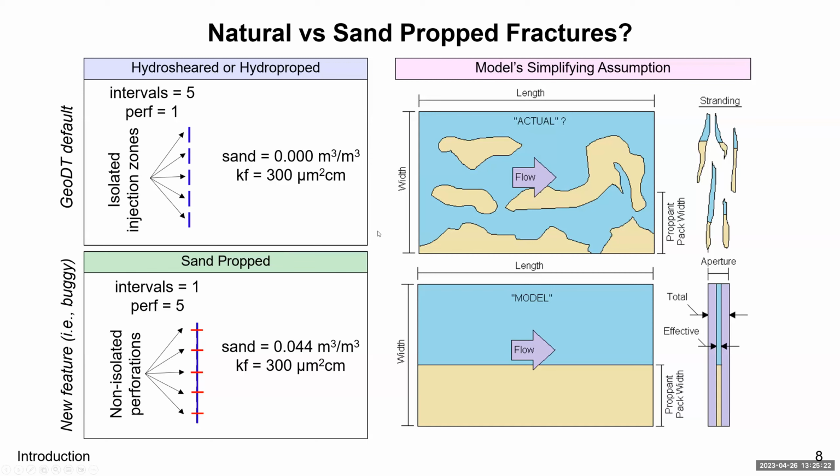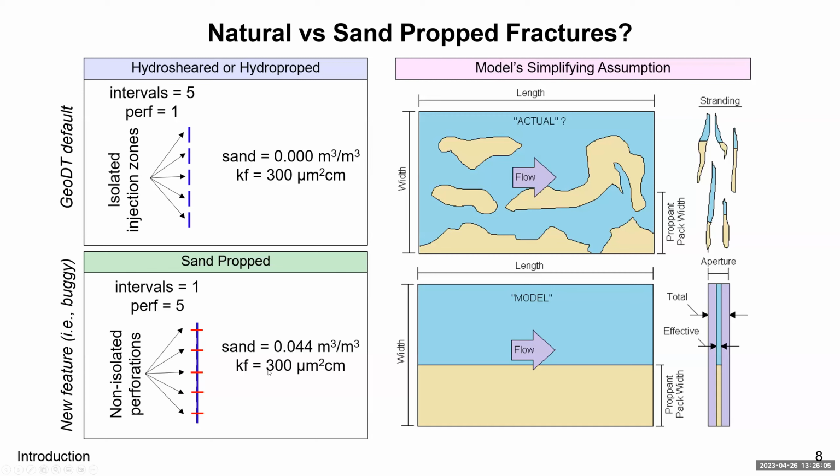Another key variable to consider that is different between what was the GeoDT default and what we can do now is if you're going to be using sand proppant and not just hydraulic fracturing with water, you can add in sand as one of the variables. In this case, I'm using 4.4% sand by volume, which is basically taken from a fairly typical hydraulic fracture design from, say, an industrial service provider. So numbers up and down from this are possible, but this would be a nominal value that would be fairly common practice in the field.